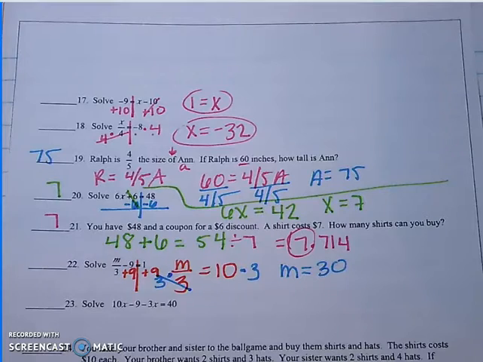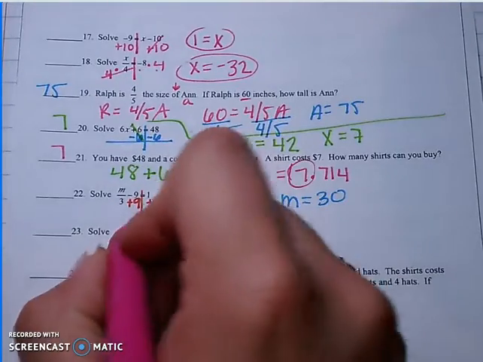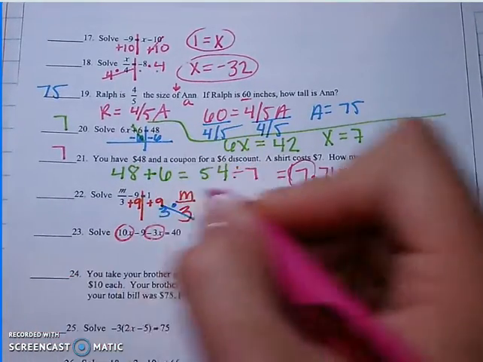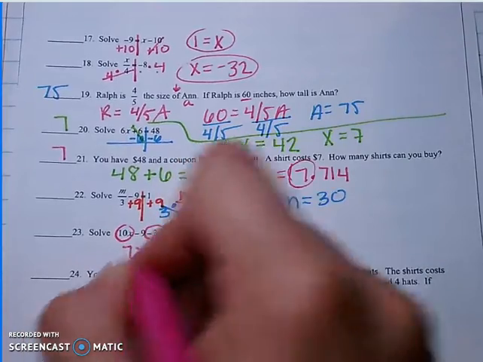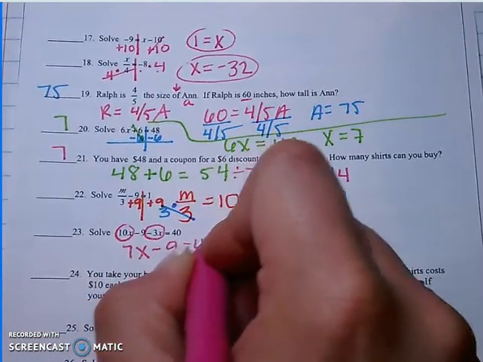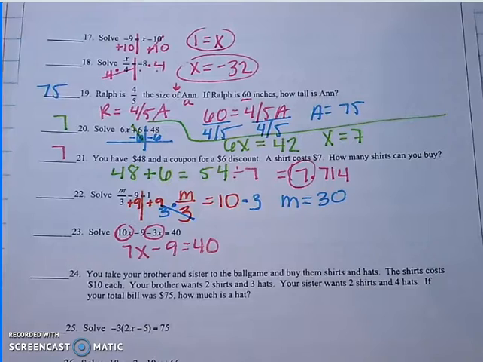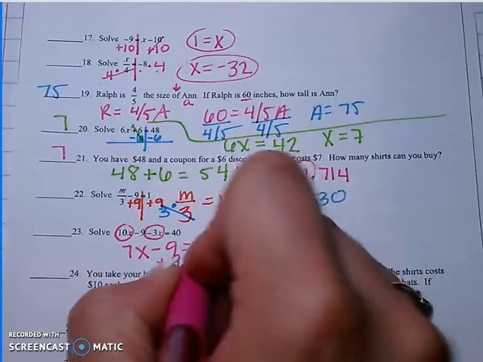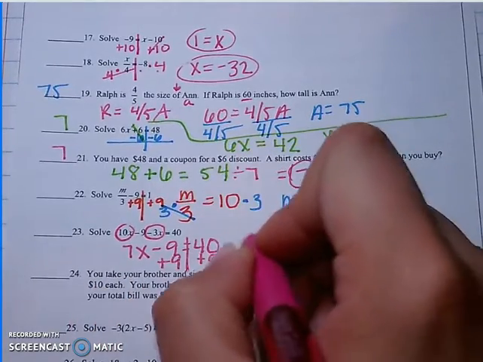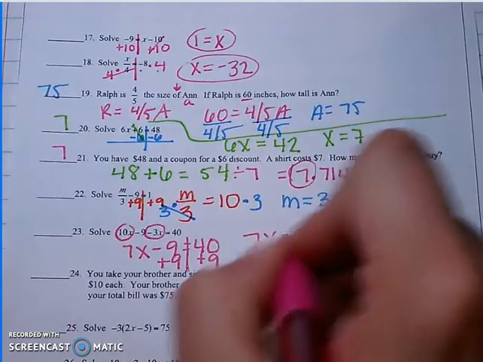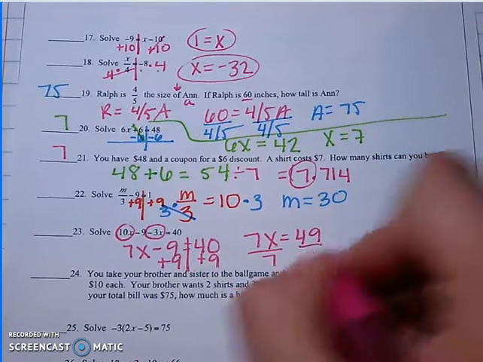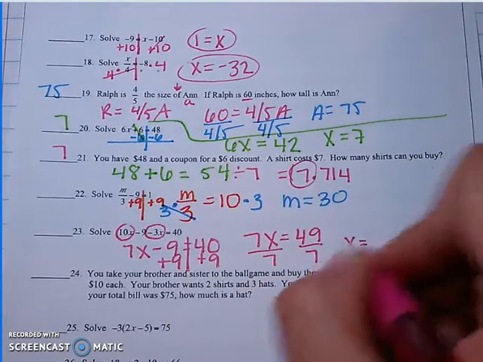23. It's going to be a two-step equation, but before I can do that, I need to combine my like terms. I got a 10 and a negative 3. So I have 7x minus 9 equals 40. Now it's a two-stepper. I could not combine 9 with anything because this 9 and this 40 are on different sides of the equation. If I'm going to combine them, then I've got to move it by changing the sign. So 7x equals 49. Divide both sides by 7. And 49 divided by 7 is 7.